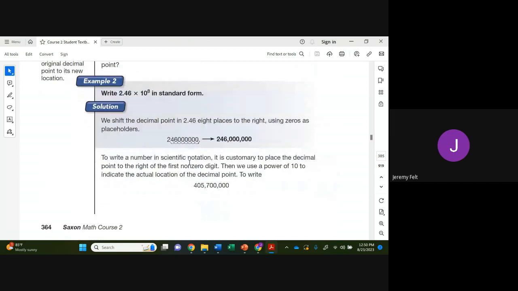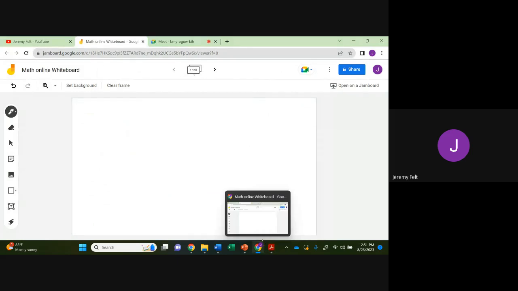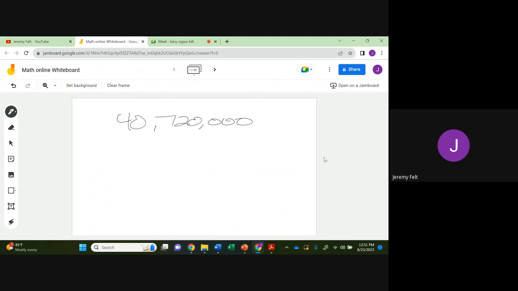Okay, so let's look at one where we're trying to work backwards. So we have 40,720,000. So 40 million. Again, I know that I want my value to be greater than 1 and less than 10. So I know 4 is going to be my 1's value. So 4 and then 0.0. But then there are more non-zero numbers to the right of it, so I have to include those. So 4.072, then it's all zeros, so I don't have to keep filling in zeros. That would obviously defeat the purpose of scientific notation because it would take up more room.